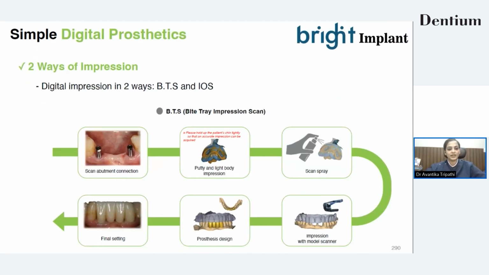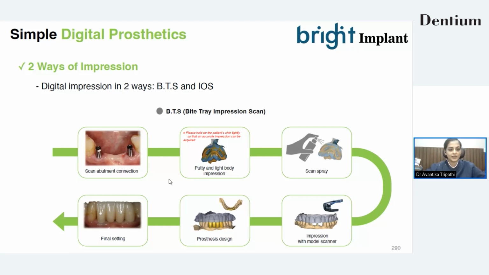So basically, whenever we are going to use the digital way of making the impression, there are two ways of digital impression. Either I can scan with the help of my scanner, or I can make the impression and send it to the lab, and they are going to scan it. So first is the intraoral scanning method or the bite tray impression scan method.